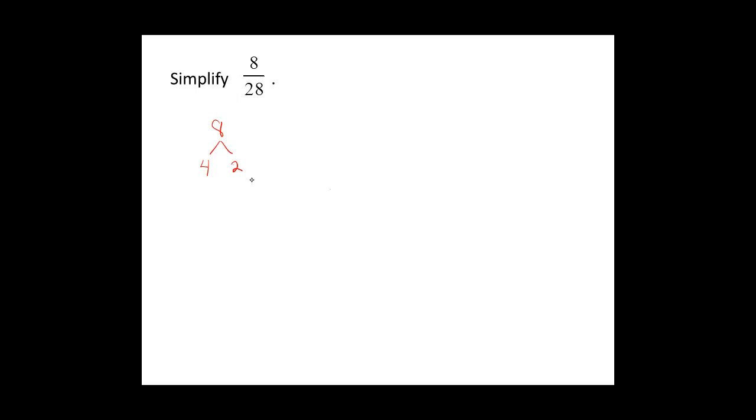4 times 2 is equal to 8. The 2 is prime, so we can circle it. And we can multiply 2 times 2 to get 4. So we can write the number 8 as the product of 2 times 2 times 2.